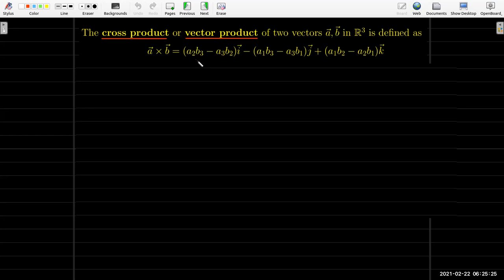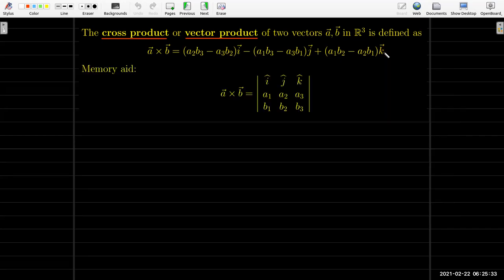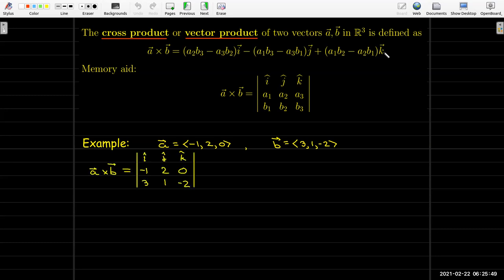And so we never really memorize this definition. We always make use of the memory aid. So let's look at an example. We've got two vectors. Vector A has components -1, 2, and 0. Vector B has components 3, 1, and -2. And let's form their cross product.